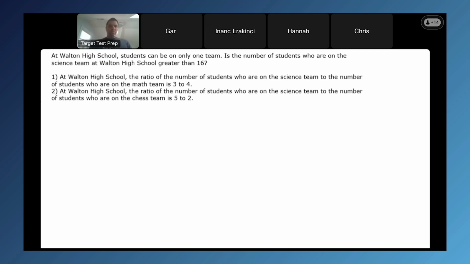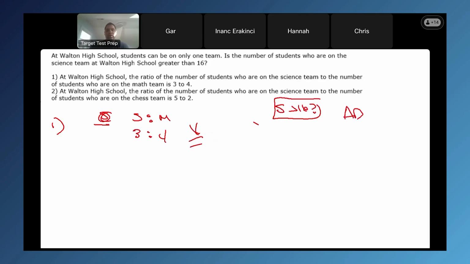Okay, so we have some given information, not much actually. We just want to know if the number of people on the science team is greater than 16. Statement 1: the ratio of students in the science to the total number of students is 3 to 4, or in the math, sorry. So science to math, we can actually do it this way, is 3 to 4. That's not going to be enough information, right? No way. That's just giving science to math, no real quantities there. So if we do our grid, we get rid of A and D.